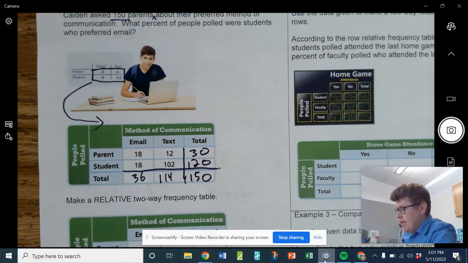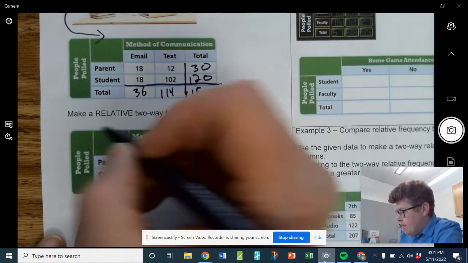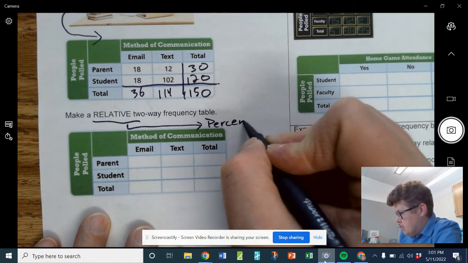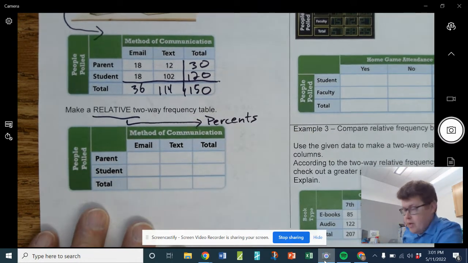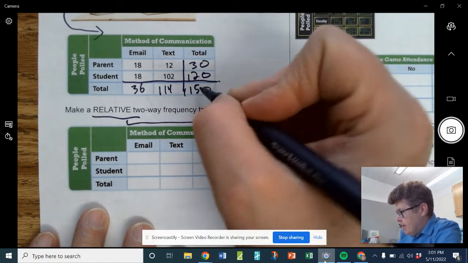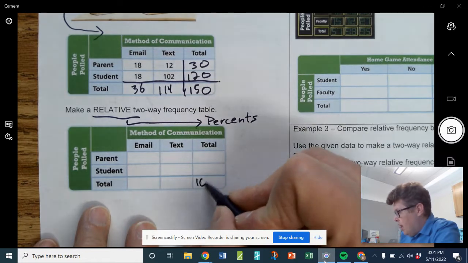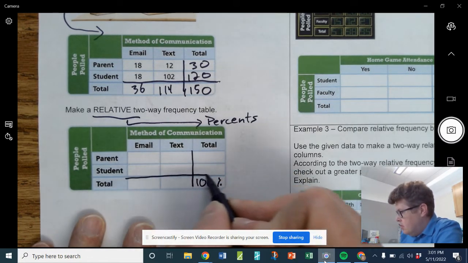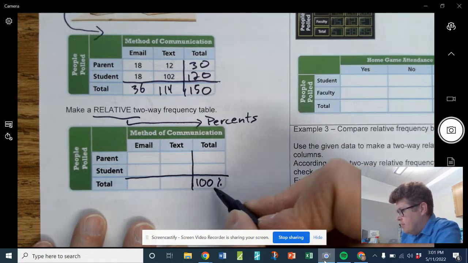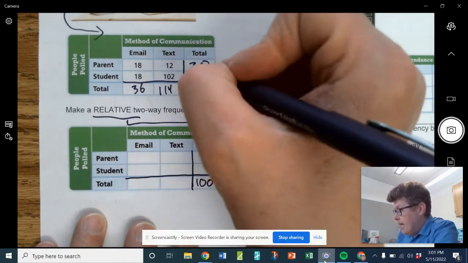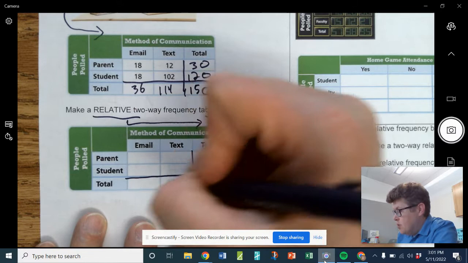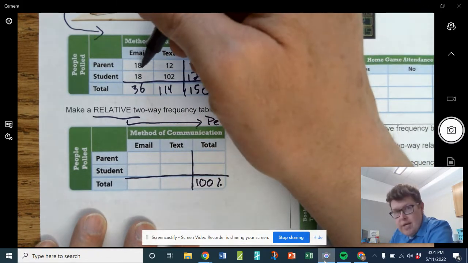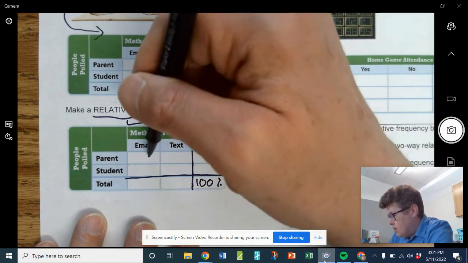And now we're going to change it to a relative two-way frequency table. Again, that just means we convert everything to percents. So we have our total right here, but instead of being 150 people, it's 100% of people polled. So this 150 becomes 100. And now we take every number here and convert it into a percentage by doing the exact same thing for each one. We take the number in the box, we divide by the total, and that's our percentage.